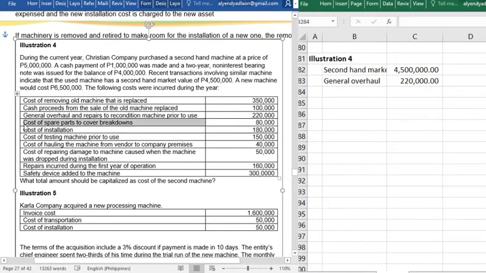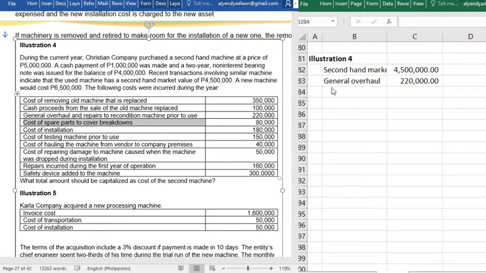So, breakdowns are already the ineffectiveness of the machine. And so therefore, that is already a loss on our part. Okay? So breakdowns are not necessary to prepare the machine. The spare parts that are used here are not necessary to prepare the machine for its intended use because it is to cover breakdown. So this means that the machine was already used, because there is already a breakdown. Now, since this is already a loss on our part, then this must not be added in the machinery account.